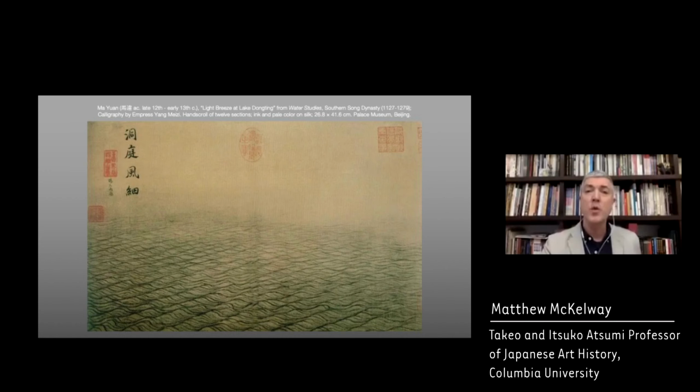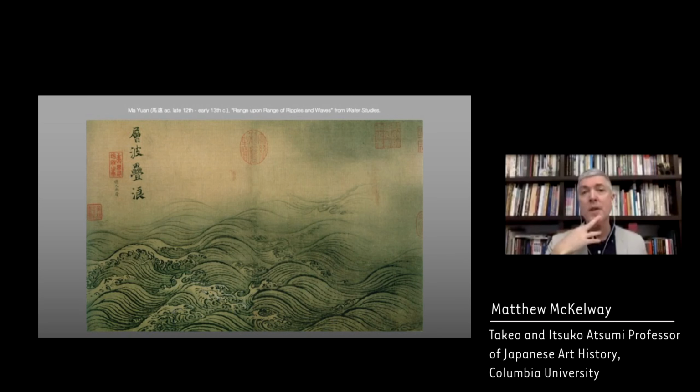The hand scroll consists of 12 sections, and we begin with Light Breeze at Lake Dongting, referencing a very famous place in China. Lake Dongting, of course, is one of the 8 views of Shaoxing. If we can continue to the next slide, perhaps, we'll see another image in which Ma Yuan, in this group of water studies, as it's called today, shows us a very different kind of behavior of the aquatic environment in this range upon range of ripples and waves. You can begin to see some of the pattern-like quality that will eventually find its way into Hokusai's work.